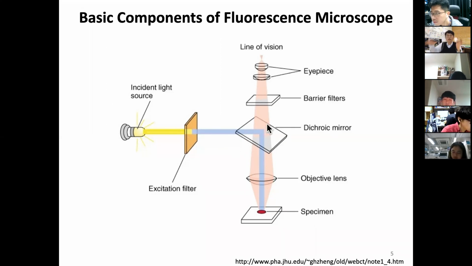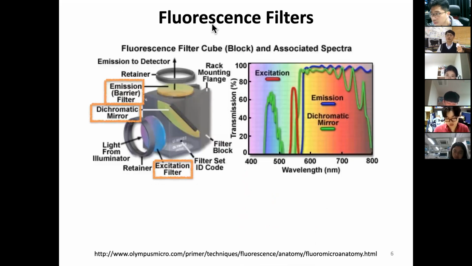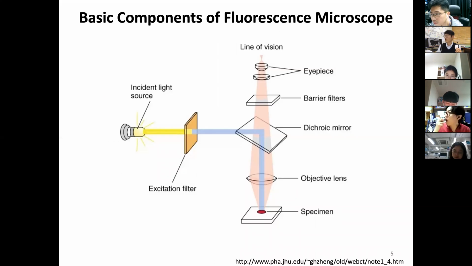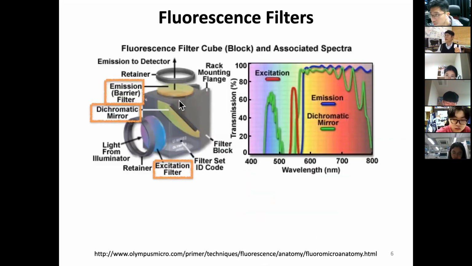These three units, you can put together into a filter cube. You can buy it for about $1,000, almost. I have to say all these optics and fluorescence microscope components are precision machines, and they're typically very expensive. You have to understand that. So that's what we call fluorescent filters. Look at this dichroic mirror, excitation filter, and barrier filter. These three together you can make into one cube.